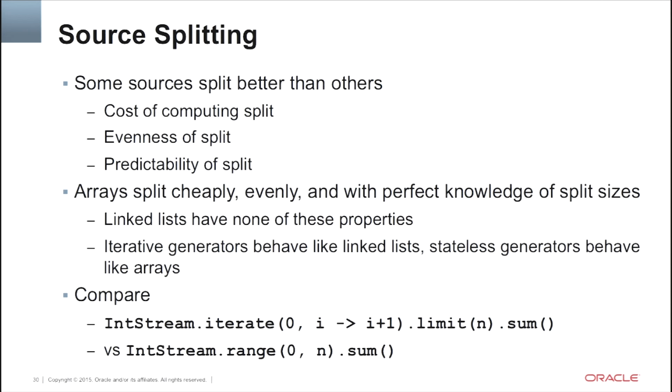Arrays split great. Array lists split great. Linked lists split terribly. Binary trees split okay. They're not as good as arrays because I don't necessarily know exactly how big the left half is versus the right half, and if my tree isn't balanced, maybe one half will be bigger than the other, but they split okay.